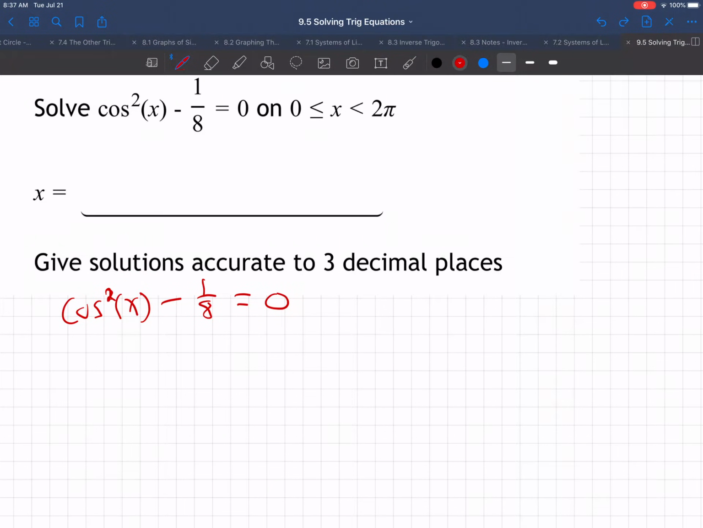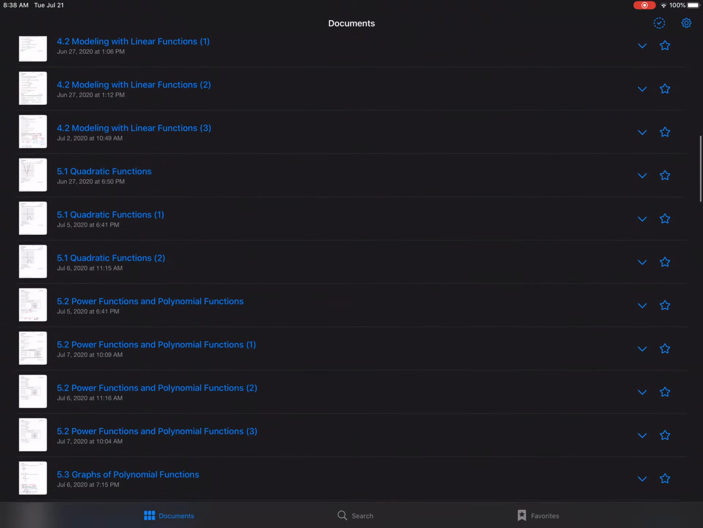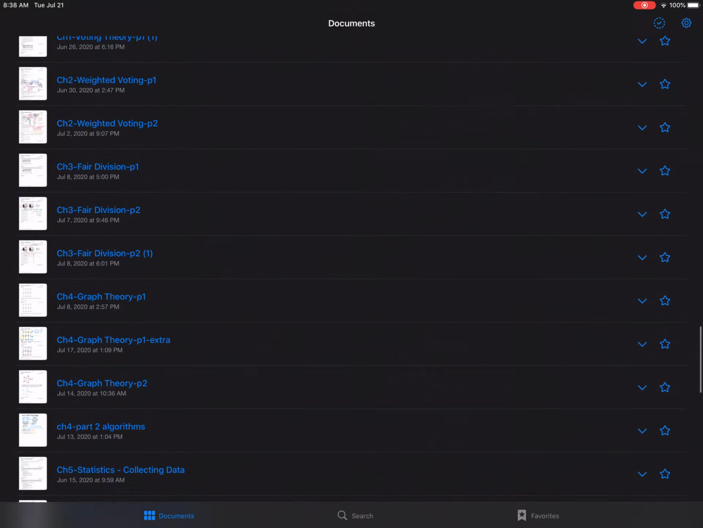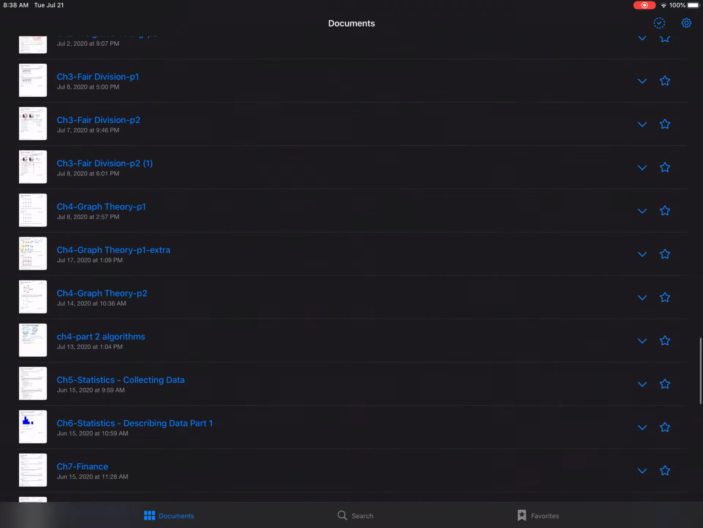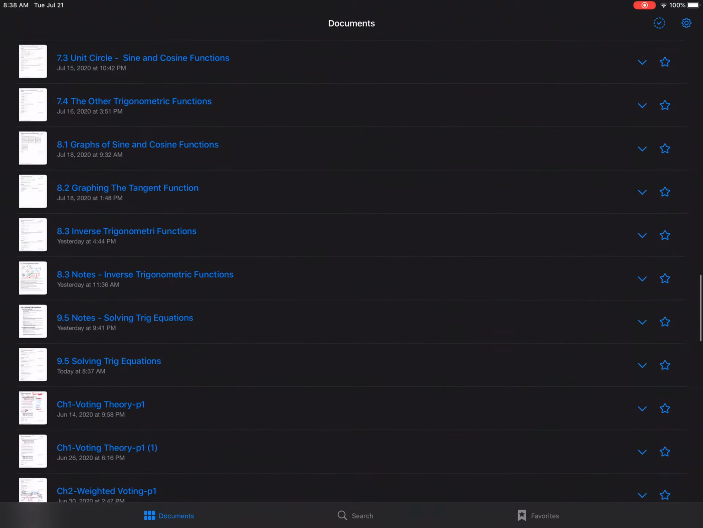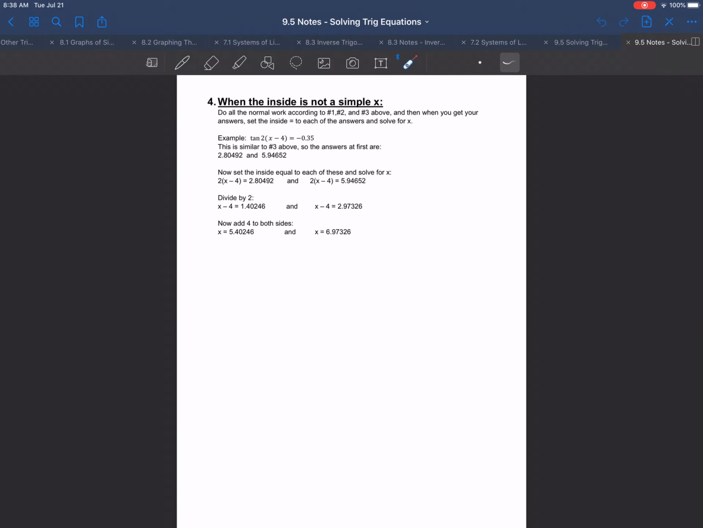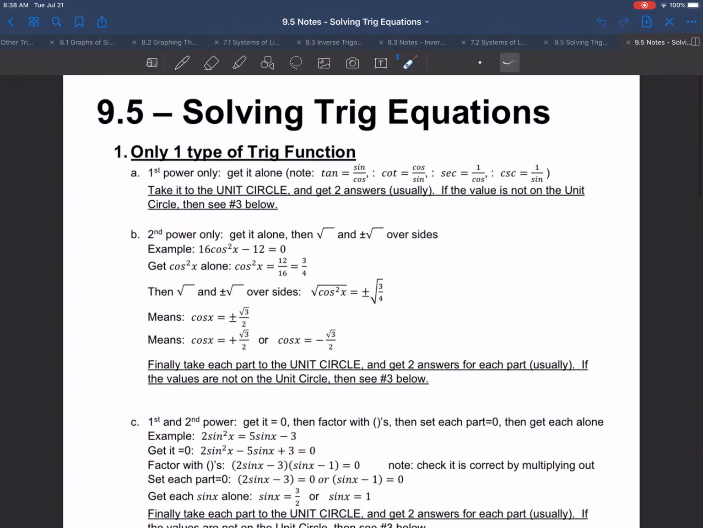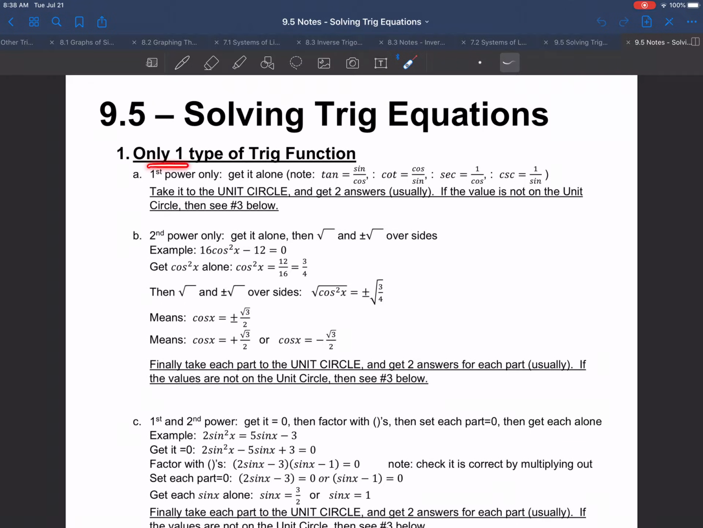Okay, so how do we go about it? Well, let's go back and look at the notes. Notice what we have is a cosine, only one trig function to the second power. So going back to the notes, you can find them here. I went past them. So there we go. So the notes, solving trig equations. First off, only one type of trig function? Yeah, we only have one type of trig function. Is it first power only? No, it's second power only. Yeah, that's what we got.